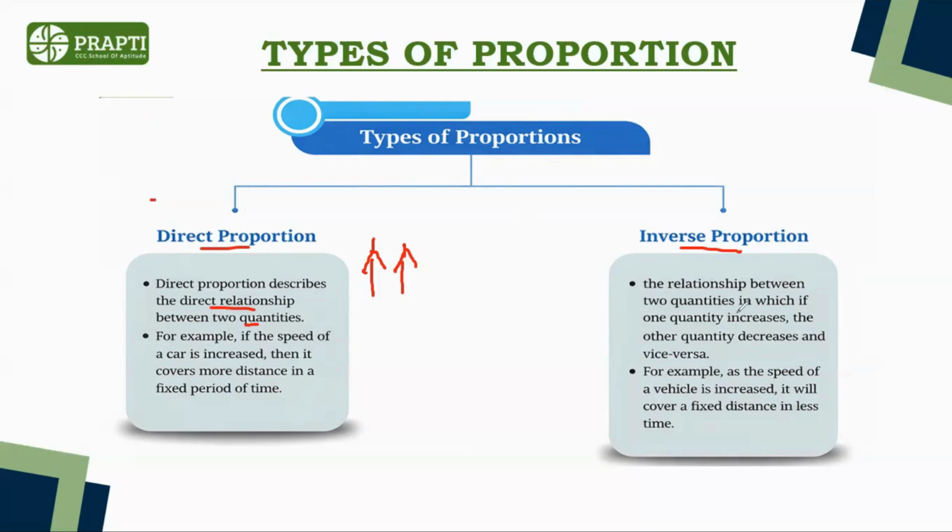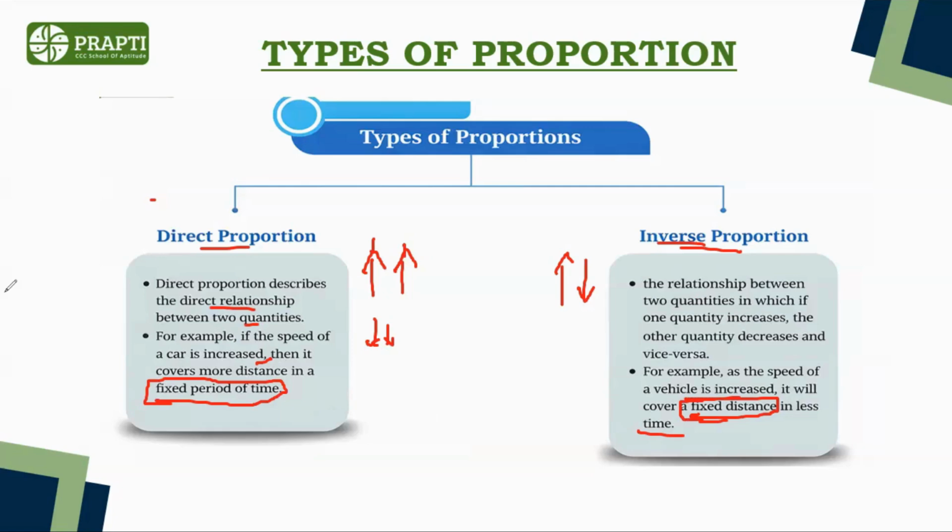Inverse proportion, in a sense, is where one quantity increases and the other quantity decreases. In direct proportion, both can increase together or both can decrease together. Here, if one is increased, the other will be decreased. That is nothing but inverse proportion. For example, if the speed of the vehicle is increased, it can cover the fixed distance within a short span of time. So here a fixed distance, there a fixed period. Here we are relating with the distance, here we are relating with the time. So that is the difference. Got it? So in general, these are the types of proportions.